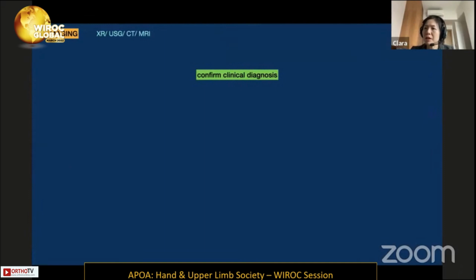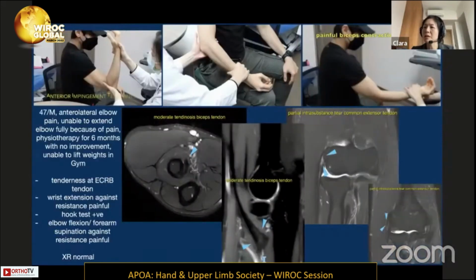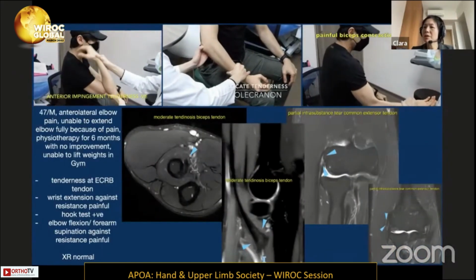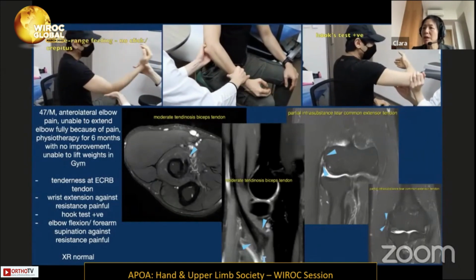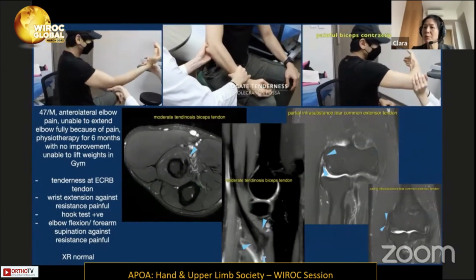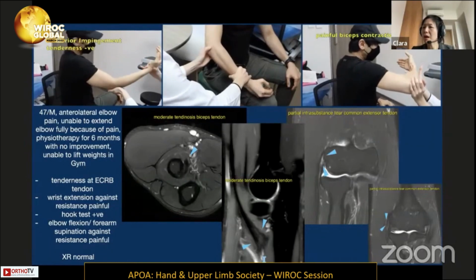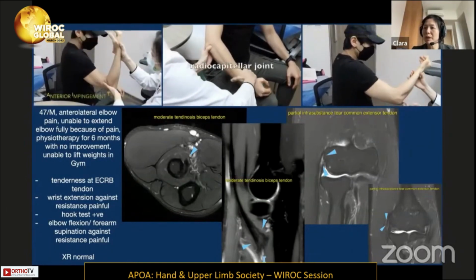The imaging, such as the X-ray, ultrasound, CT, or MRI, can help us to confirm the diagnosis if we already have the pre-existing provisional diagnosis after the clinical examination or clinical history, such as in this case, a 47-year-old man complaining of anterolateral elbow pain. He was unable to extend the elbow fully because of the pain, and the physiotherapy was not helpful for him. He was unable to lift weight in the gym.